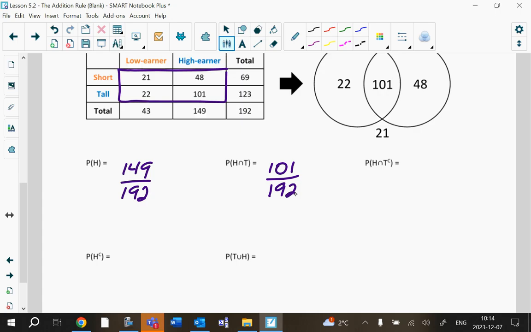High earner and, well, if they're not tall, short. So high earner and short. We can either go to the table and see 48, or we can go to the Venn diagram and say, okay, we want a high earner, but it's got to stay outside the tall circle. So 48 again, over 192.